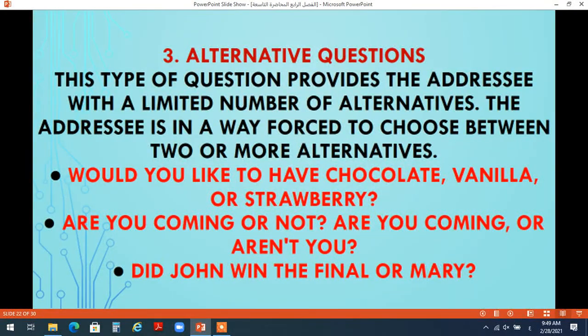For example, would you like to have chocolate, vanilla, or strawberry? So here this is called an alternative question because it provides alternatives. Are you coming or not? Are you coming or aren't you? So you have to choose whether you will come or you will not come. Did John win the final or Mary? Again, some alternative has to be chosen, either John or Mary. One of them won the final, so you have to make up your mind and choose the right alternative.